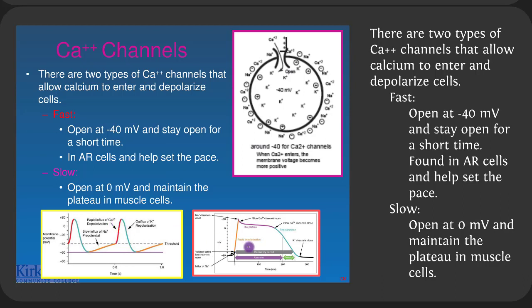There's also slow channels that open at around 0 millivolts, so they're opening around here, or plus 30 millivolts too, probably closer to plus 30. It opens at plus 30 millivolts and maintains the plateau of the cardiac muscle action potential. So it opens here and doesn't close for about 180 milliseconds, which is a long amount of time when it comes to ion channels. That's why it's called a slow calcium channel.